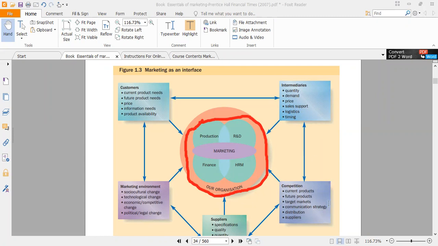Competition, current products. What are the current products that are available in the market? Again, what are the future products that would be available in the market? For example, Samsung is working on this kind of handset, iPhone is working on this kind of handset, and a third competing brand, Huawei for example, is working on this kind of handset. So all these three companies must know what future mobile phones would be like.